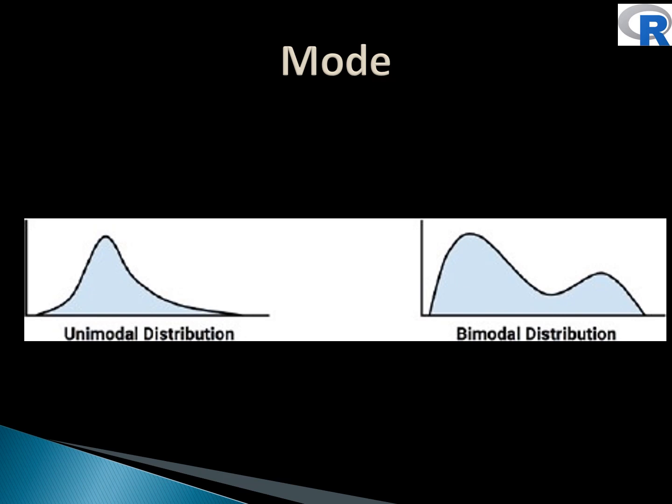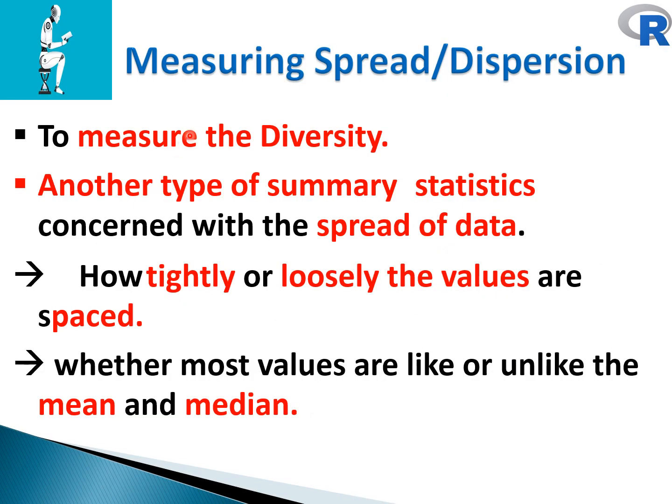Here one peak is there and another peak is there. So in this particular distribution, if you are plotting the data in the format of a graph, we get two peaks. So it is termed as bimodal distribution. So we discussed the three different types of central tendency measures: mean, median and mode.